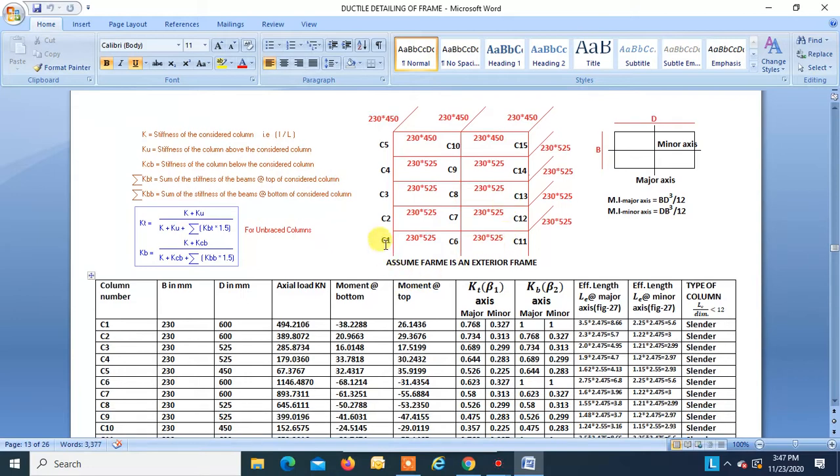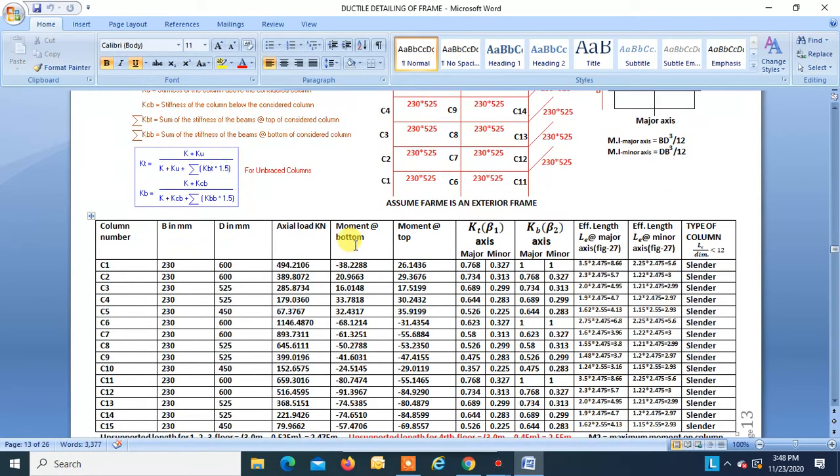So this is our frame. It's an exterior frame connected with interior frames. This is our minor axis, this is our major axis. The moment of inertia about the major axis is bd cubed by 12, where this is b and this is d. The moment of inertia about the minor axis is db cubed by 12, and stiffness is given by MI divided by the length of the member.